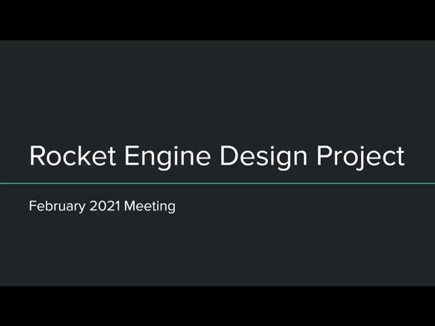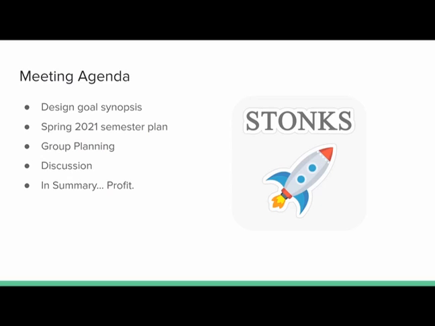So, quick meeting agenda: design goal synopsis, Spring 21 semester plan. Basically, the point of this meeting is to go over generally the semester plan, right? We're going from last meeting. If you went to the first meeting, I basically just ended it by saying, okay, go do your own thing, research rockets, whatever. But the goal of this meeting is to solidify a lot more of that, and to introduce a lot of organizational elements like sub teams and different stuff. Basically, we're getting serious for this meeting.